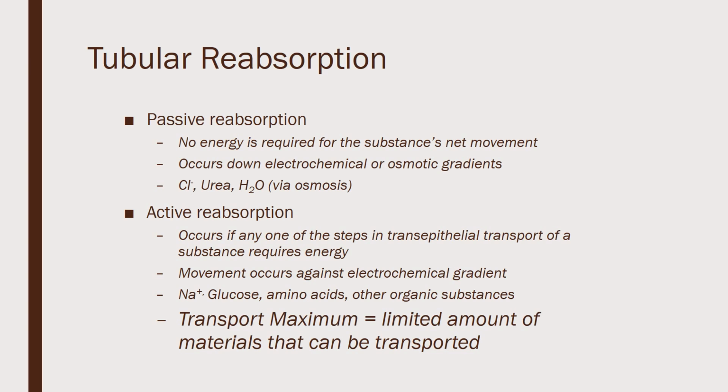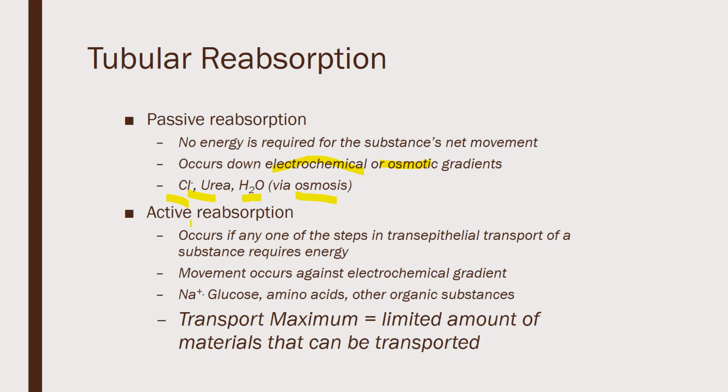And as a reminder, passive reabsorption means that there's no energy required for movement. And so this is going to occur down one's electrochemical or osmotic gradient. So the ions and substances that this happens for: chloride, urea, and then water by osmosis.